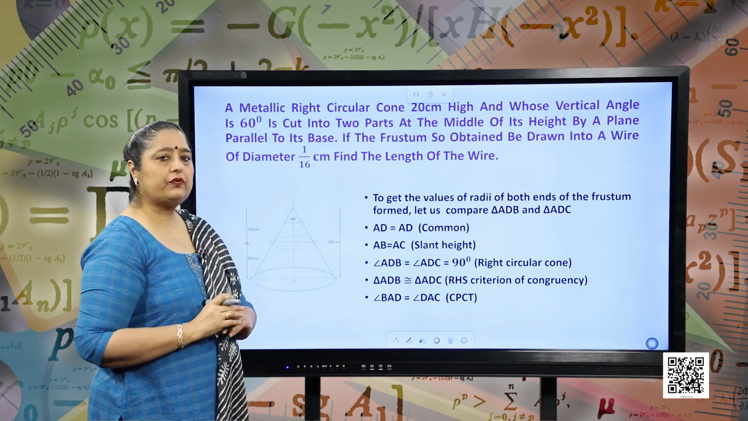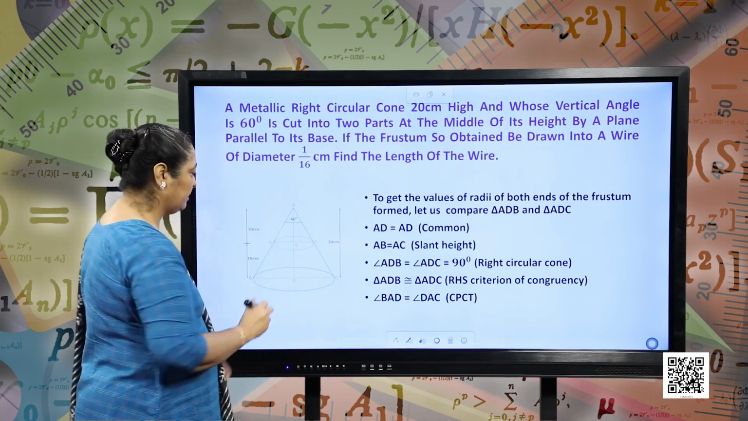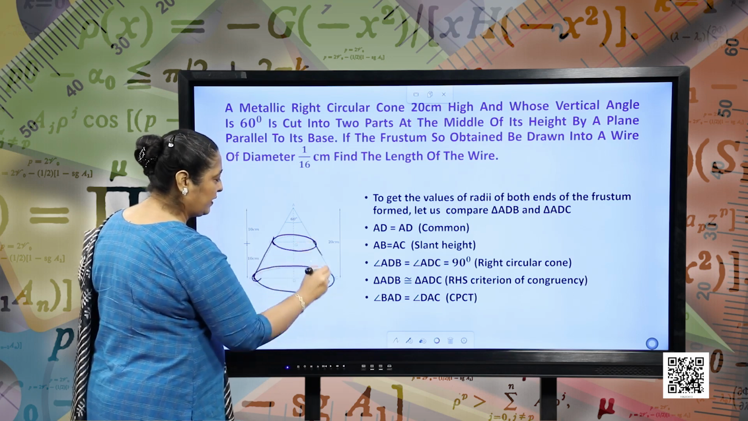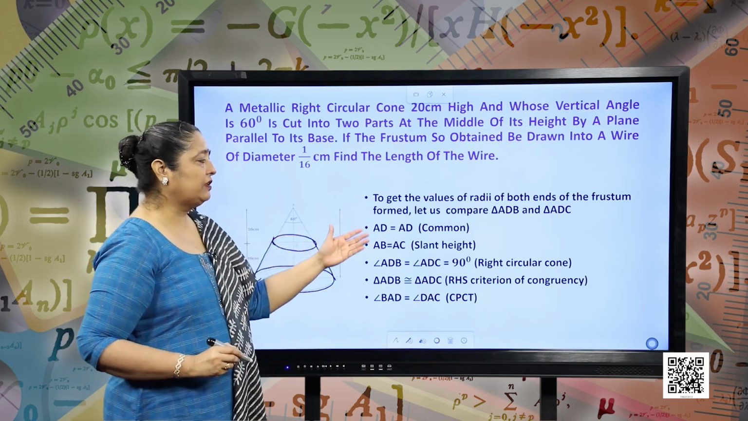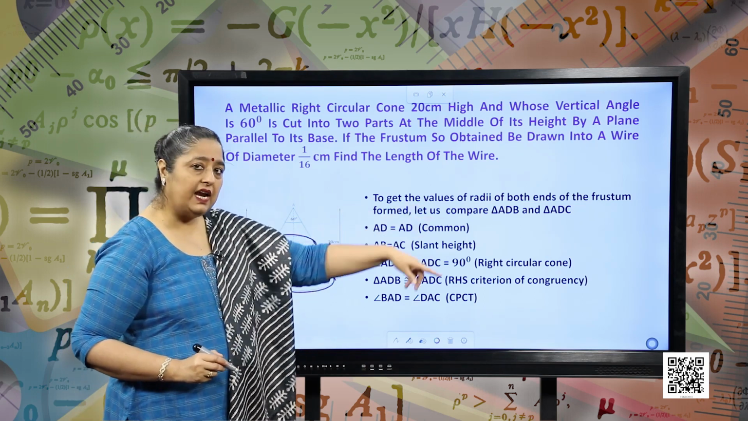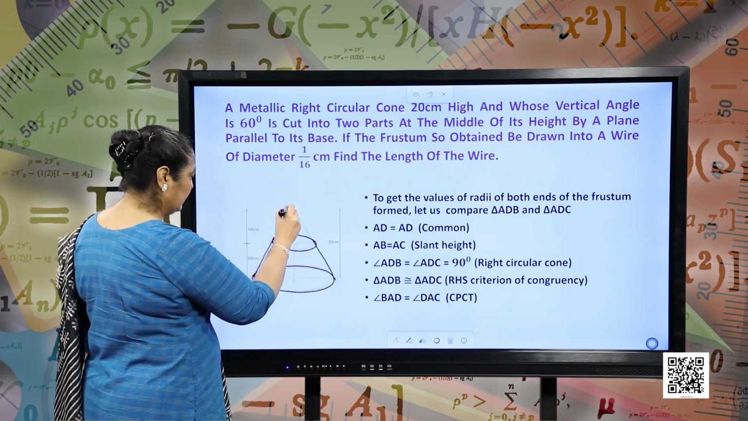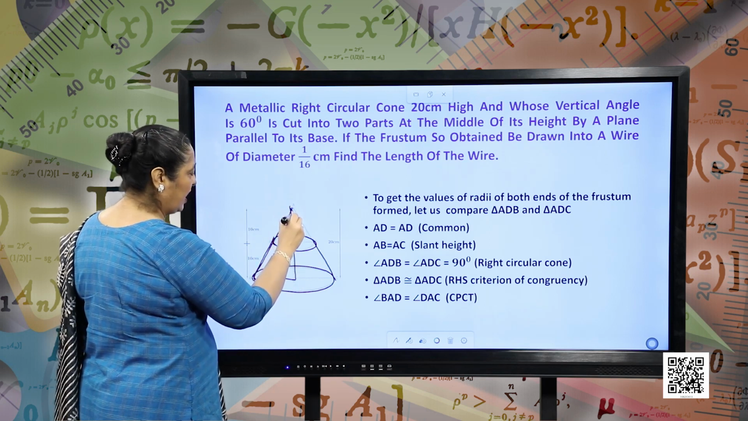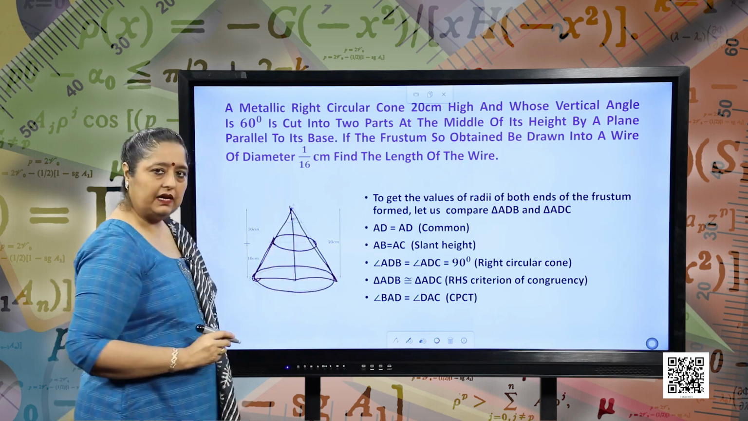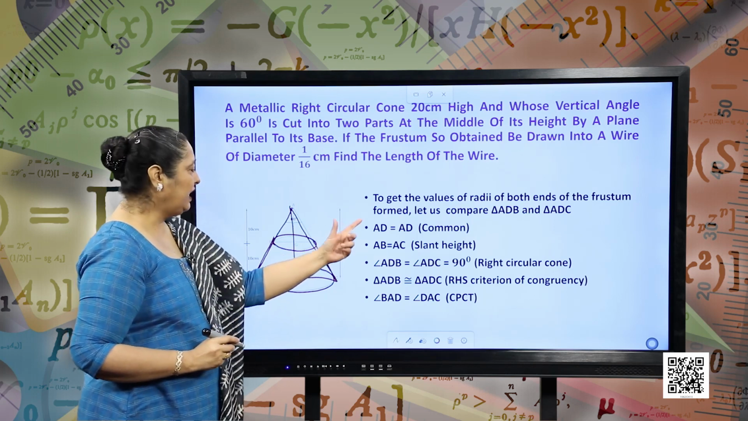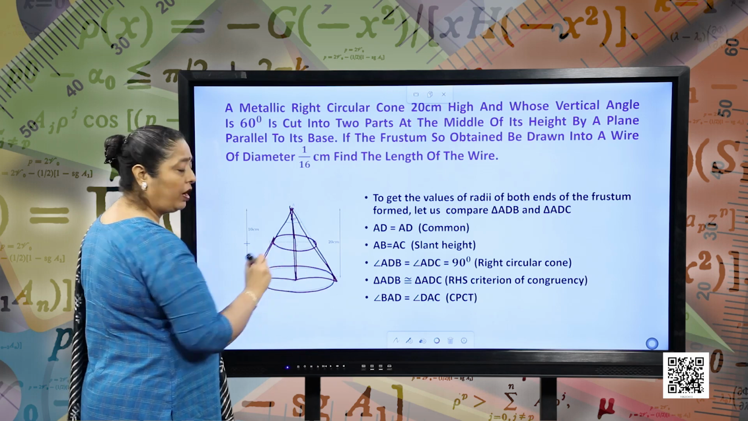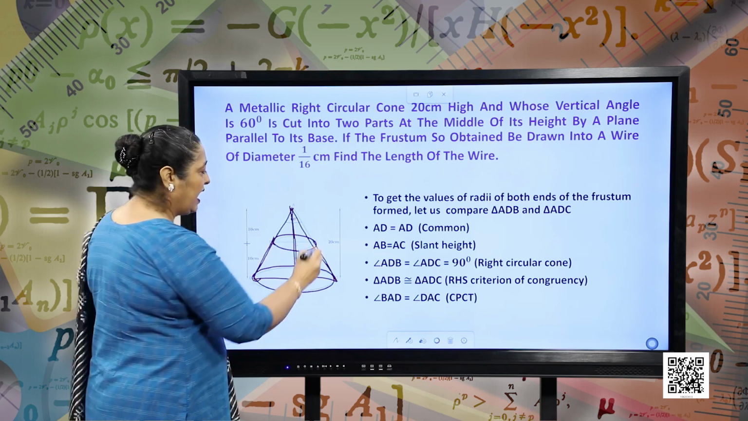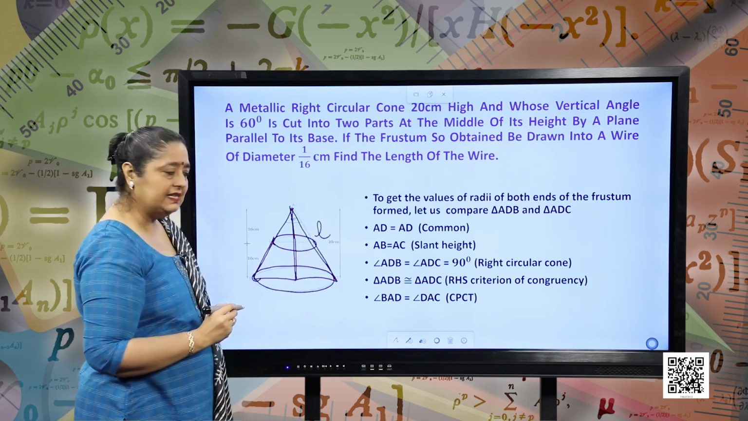To get the values of the radii of both ends of the frustum, these are the two radii, right, this is the frustum. For both ends of the radii we will compare triangle ADB and triangle ADC. These two triangles we are going to compare. Again, AD is equal to AD. Why? Because it is common. And AB is equal to AC. Again, why? Because it is a slant height and L is common. The slant height is common.